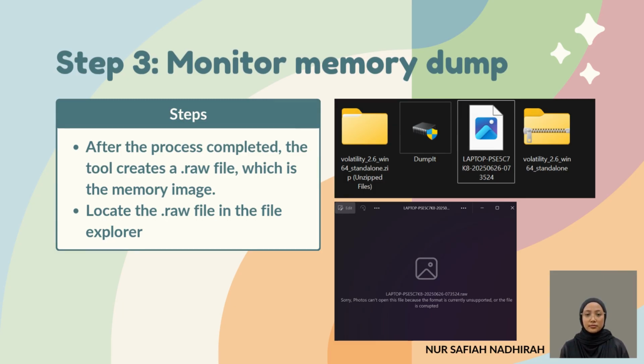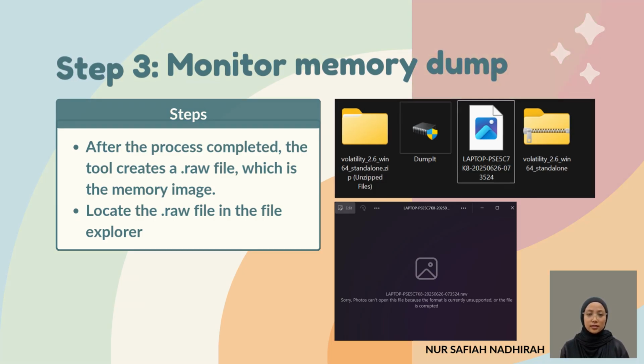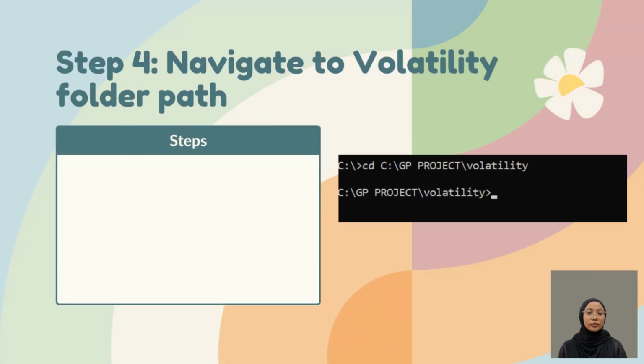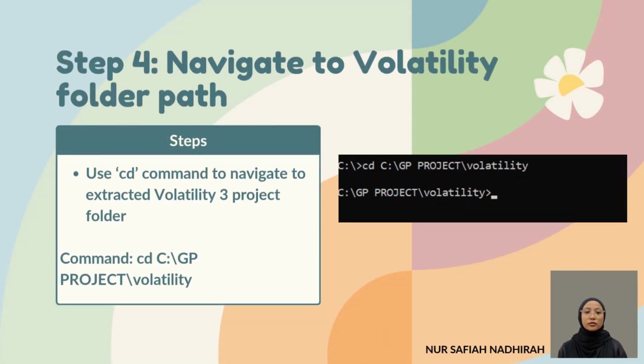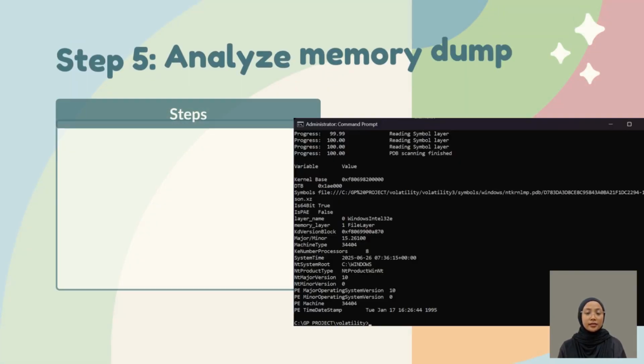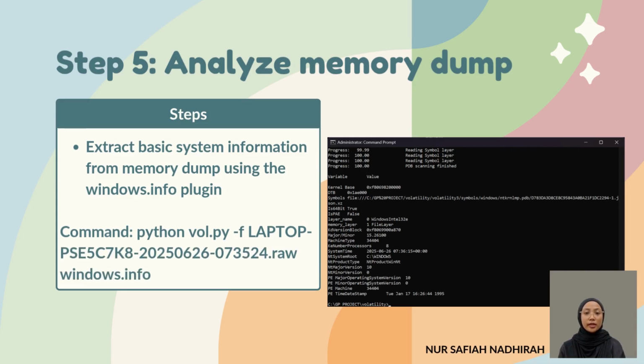When we try to open this image, it cannot be read because it is in .raw file type. Therefore, to discover its content, we need to run this file using Volatility. So, in step 4, we need to open command prompt and use the command cd to navigate to the Volatility folder path. Finally, we can analyze the memory dump using the command python vol.py -f followed by the name of the file and the windows.info plugin. The windows.info plugin helps to extract basic information from the memory dump.